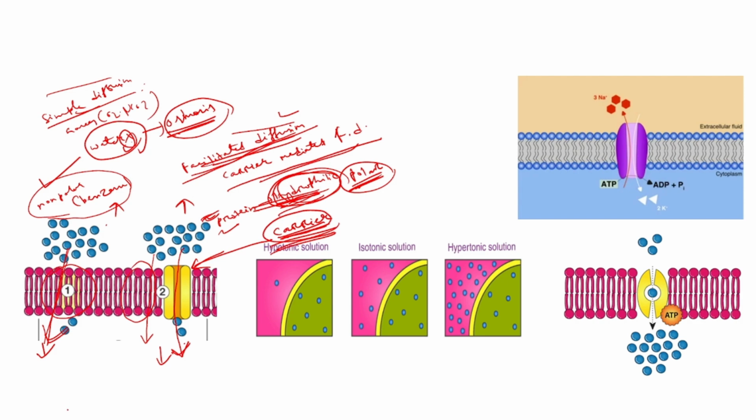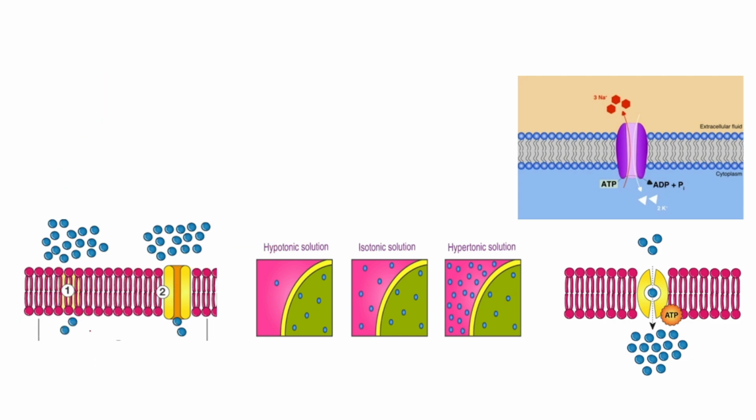So now come to three types of solutions. One is called hypotonic, isotonic, hypertonic. Hypotonic means it is the inside or the inner side, this is the outside.